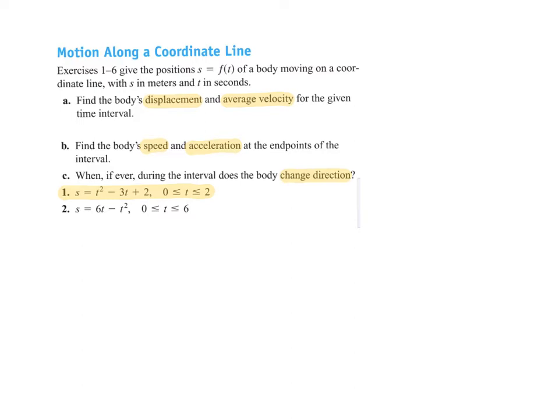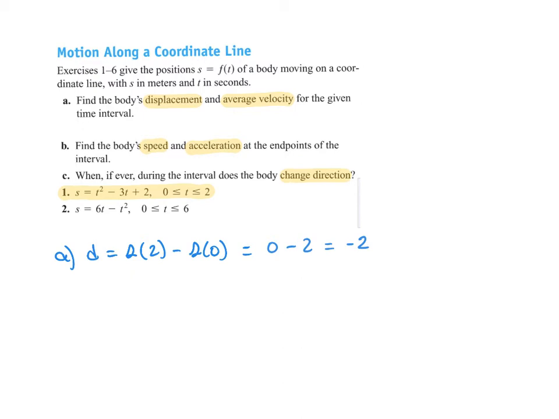So for number 1, to find displacement, for part 1, letter A, displacement would be, I'll just call it D, equals S of 2 minus S of 0, because that is S of T2 minus S of T1. When I plug a 2 in, I get 4 minus 6 plus 2, that's 0, minus, when you plug in 0, you get 2. So that displacement is negative 2. That means over the time interval, I went backwards 2 units.